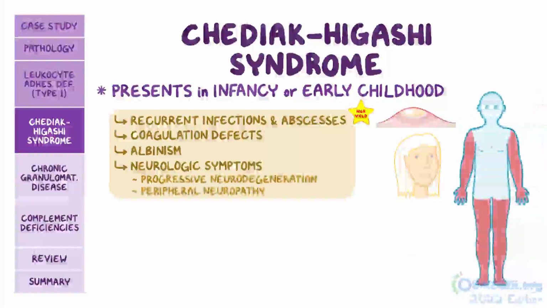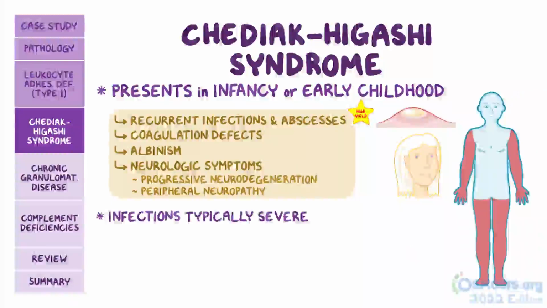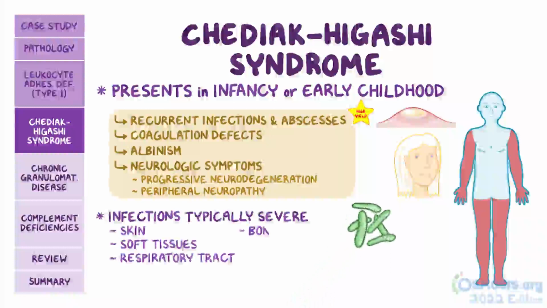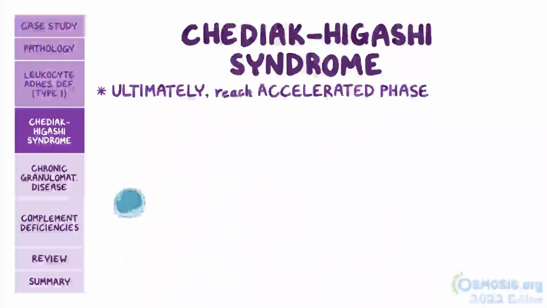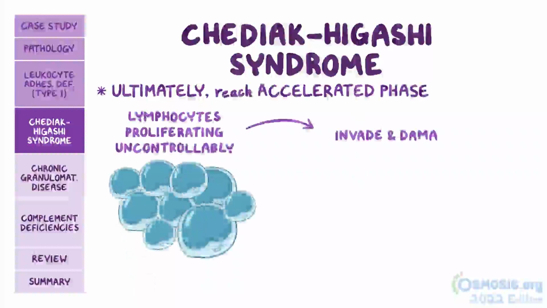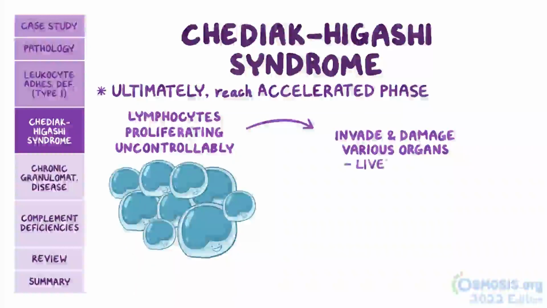the arms and legs. For your exams, remember that infections are typically severe, are caused by bacteria or fungi, and can involve skin, soft tissues, respiratory tract, bones, and joints. Ultimately, many individuals with Shigyaki-Gashi syndrome reach the so-called accelerated phase, in which lymphocytes start proliferating uncontrollably and can invade and damage various organs, including the liver, spleen, and the bone marrow.